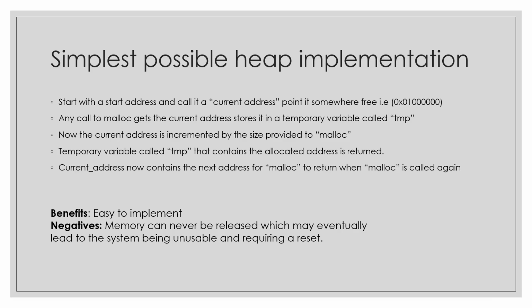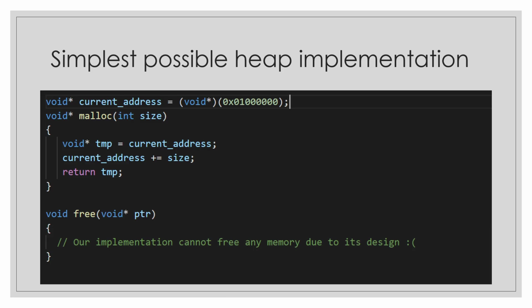Being unable to free the memory will lead to memory leaks and eventually a system crash. This is the C code for the simplest possible heap implementation. So we can see we have our current address. This points to that giant memory region that I was talking about. We then set a temp variable to the current address. We increment the current address by the size provided to us.